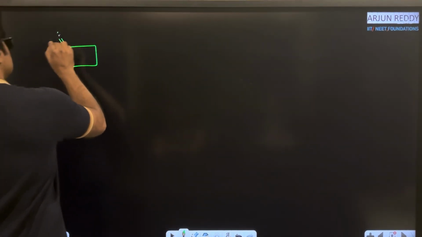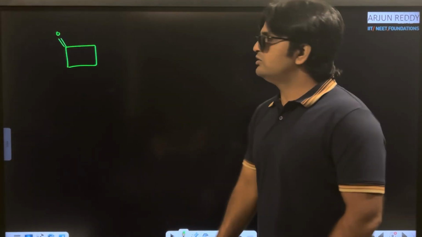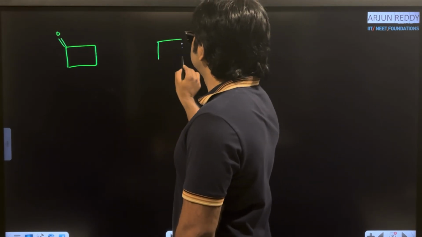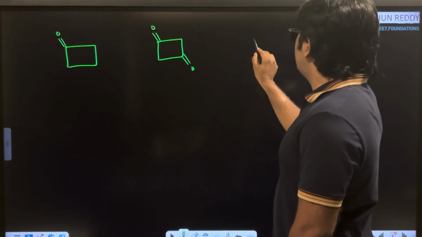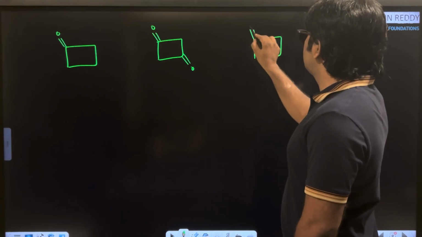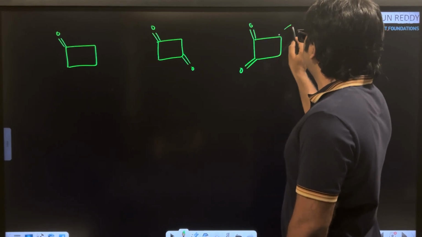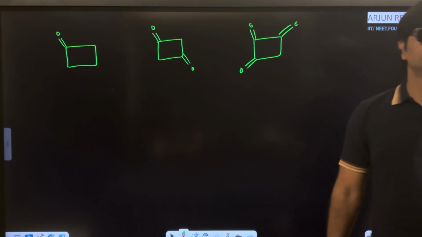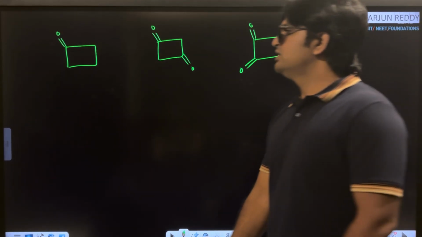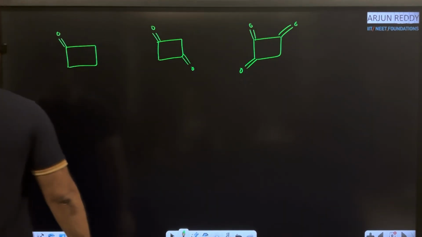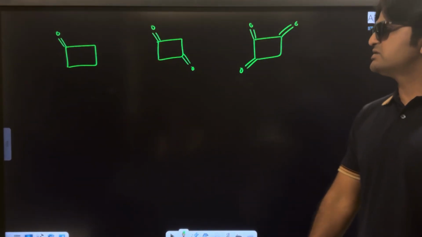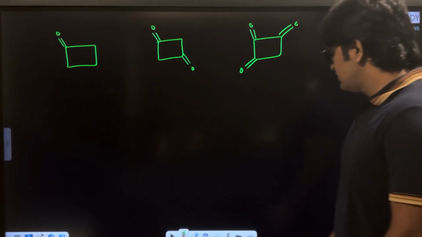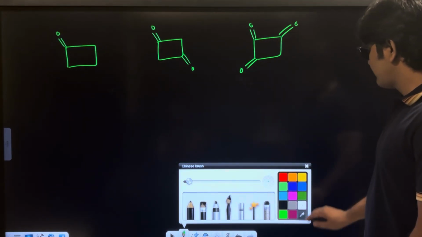I'm taking a 4-member ring system. Here I'm taking a simple C double bond O ketone, and here double bond O, again here also double bond O. And in the third molecule, I am taking 3 carbonyls like this: double bond O, again here also double bond O. These are the 3 molecules. Your question is, which is giving the high percentage of enol? That is our question.